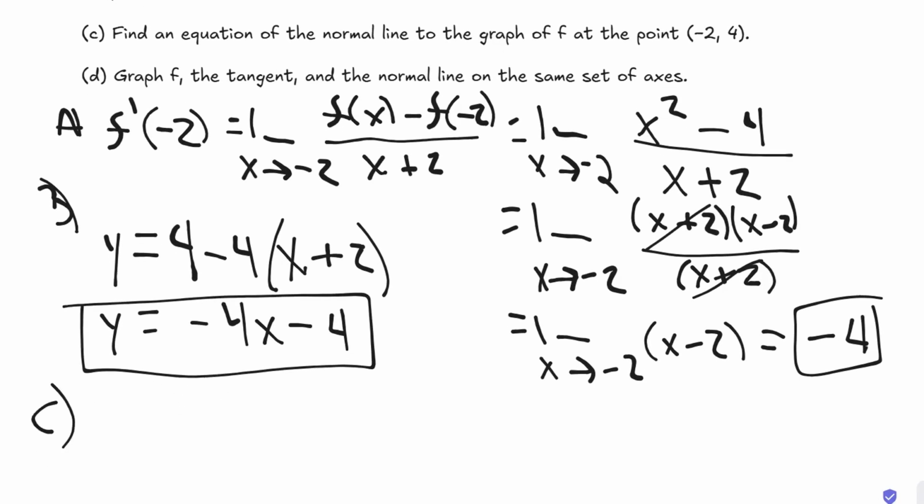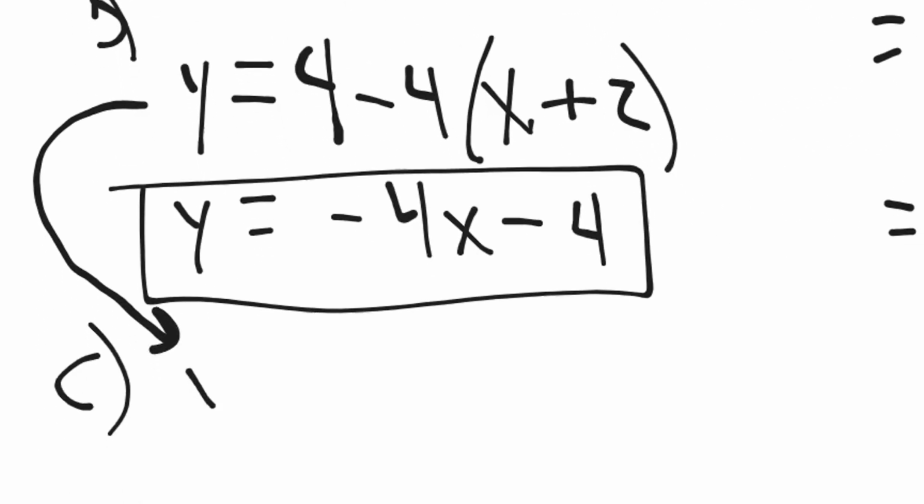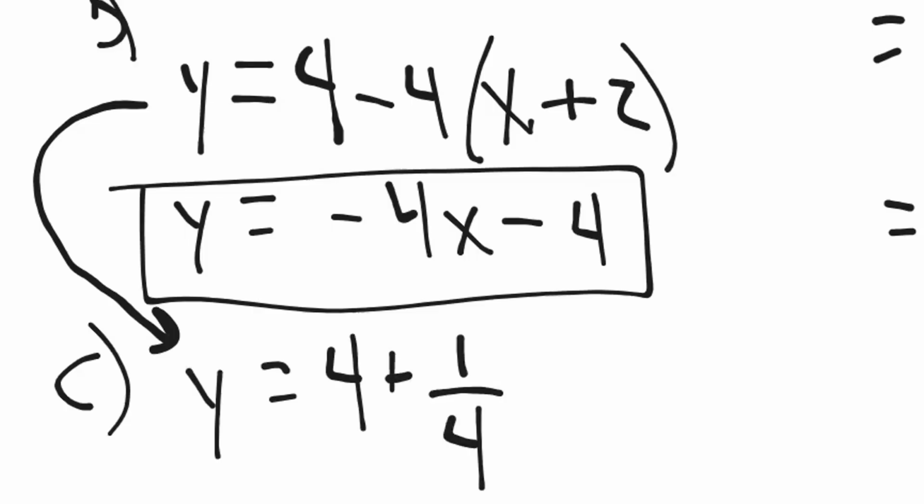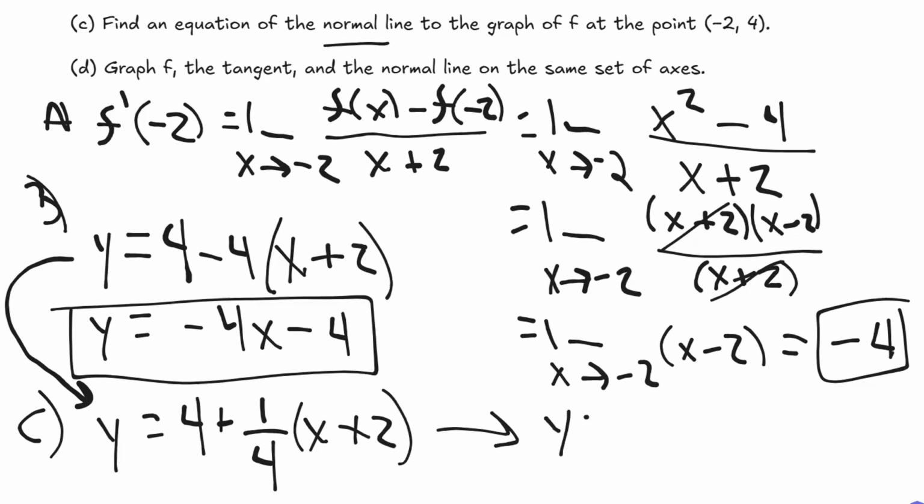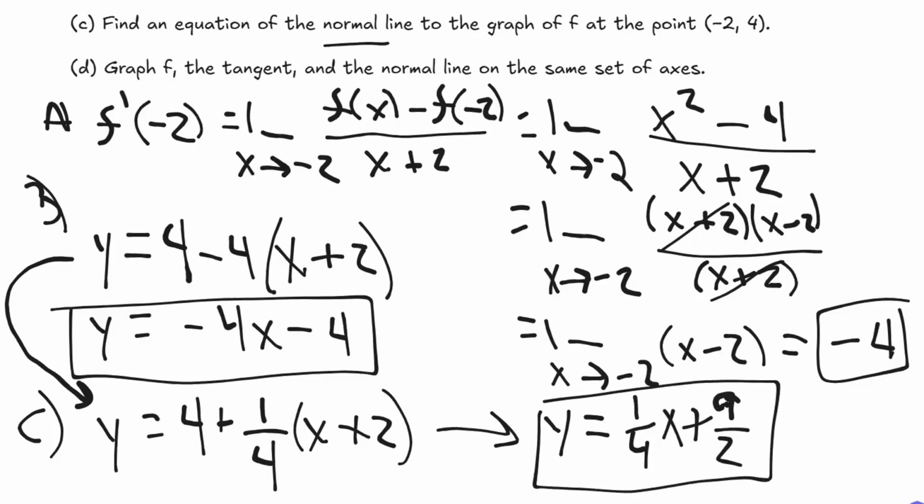Part C, we want to find the equation of the normal line. So we could just take our tangent line, and all we need to do, because it's the same point, is take the opposite reciprocal of the slope. So that's going to be positive 1/4 times x plus 2. And if we solve that for y, you would have y equals 1/4 x plus 9/2. So there we go.